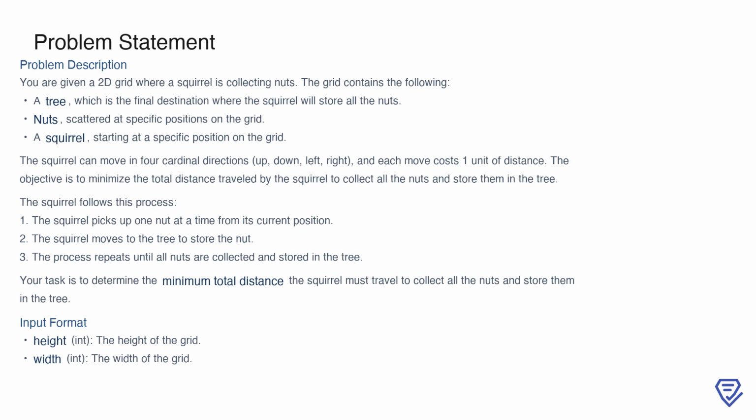Here's how the process works: the squirrel picks up one nut at a time, moves to the tree to store it, and then continues collecting the next nut until all nuts are stored. Our job is to determine the minimum total distance the squirrel must travel to complete this task efficiently.